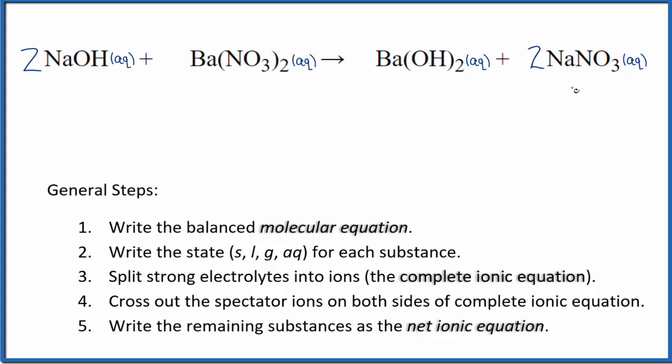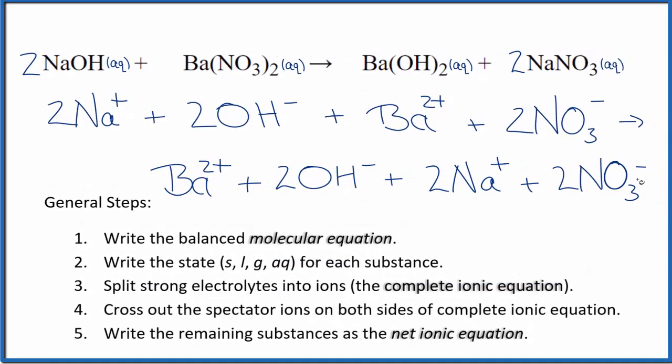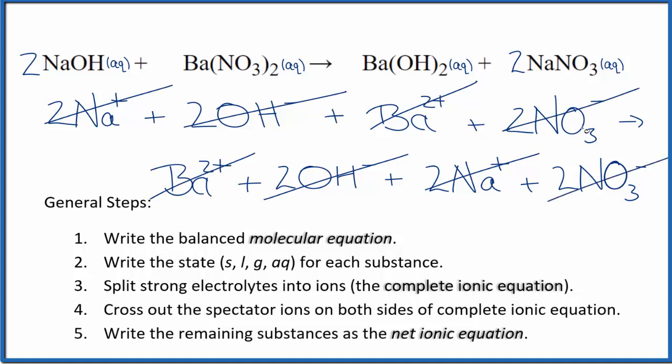Everything stays dissolved. If we split the strong electrolytes into their ions for the complete ionic equation, it might be a little bit clearer. So on the top are the reactants, the bottom are the products. They're the same on both sides. In the reactants, I have two sodium ions, and in the products, spectator ions, we cross those out. Two hydroxide ions in the reactants and in the products. Barium ion, and two nitrates. And everything's spectator ions, we've crossed everything out.